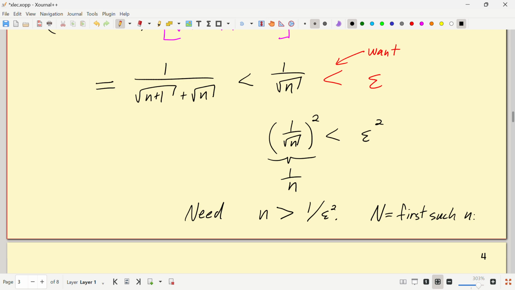Look at 1 over square root. How did I get that? Let's see. Square root of n plus 1 plus the square root of n is bigger than the square root of n. So when I do 1 over it, it's less.